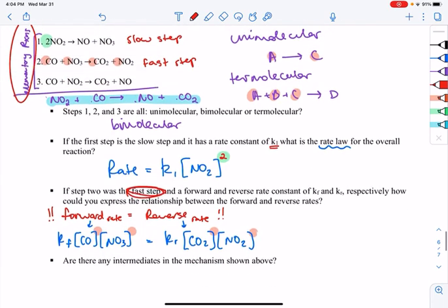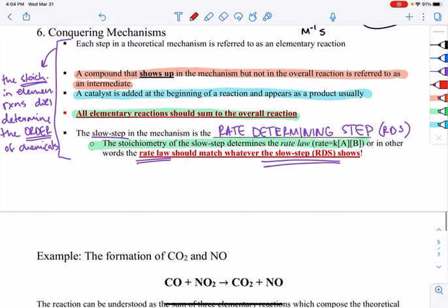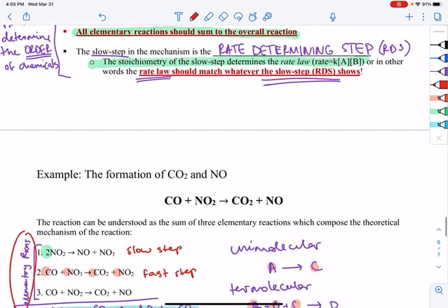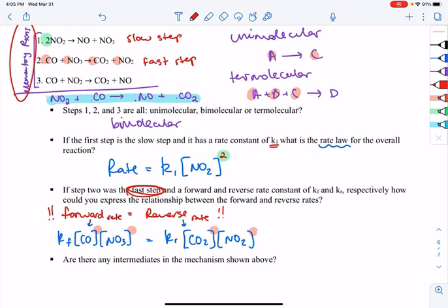Final question, are there intermediates in the mechanism shown above? So an intermediate is something that shows up in the mechanism, right? We'll say after the first reactants react, but not in the overall reaction. So remember, when we were adding these things together, we crossed some stuff out. So we were able to cross the NO3s out, and we were also able to cross the NO2s here, right?